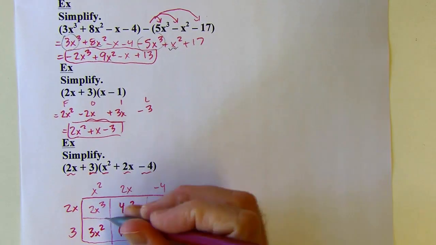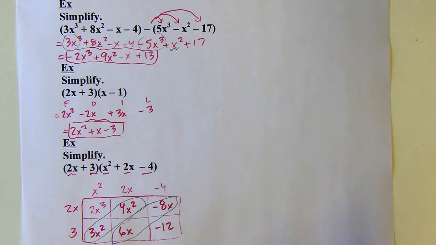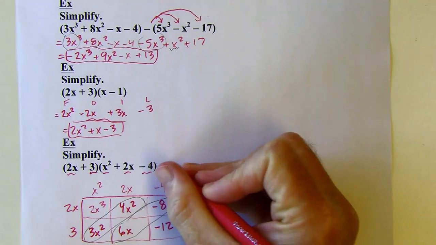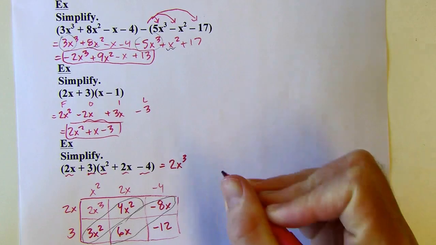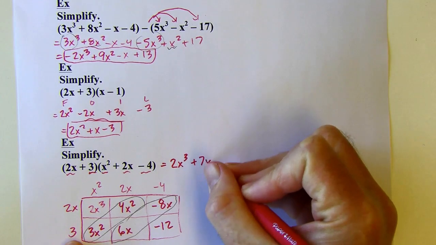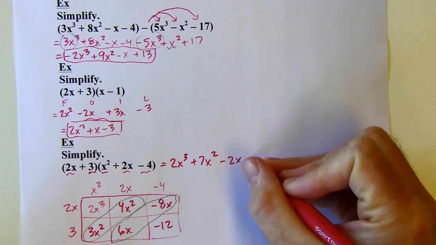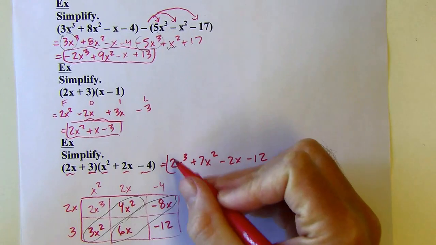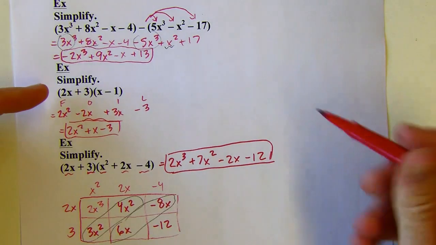Okay? So I am noticing as I go, I do have some like terms. These two are like terms, and these two are like terms. So I'm just going to combine those as I go. So 2x to the third is my highest degree. Then I've got 3x squared plus 4x squared to be 7x squared. 6x and negative 8x is negative 2x. And then I got the negative 12. And there's my solution.